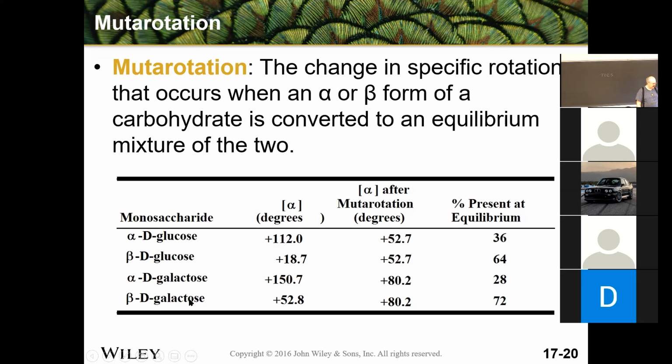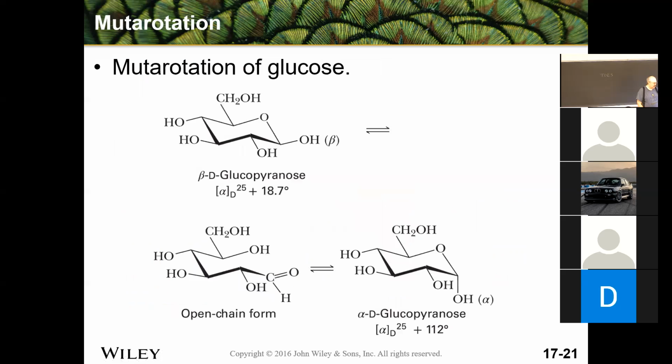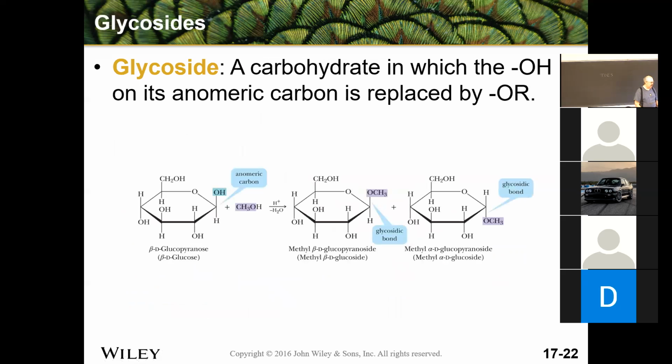Okay, galactose is another monosaccharide, and it also undergoes mutarotation. At equilibrium, again, it's mostly the beta. Beta-D-glucopyranose, these two different forms can be crystallized. When we dissolve this, it starts out at 18.7, and it converts to the alpha, and then the alpha converts back to the beta, until equilibrium is reached.